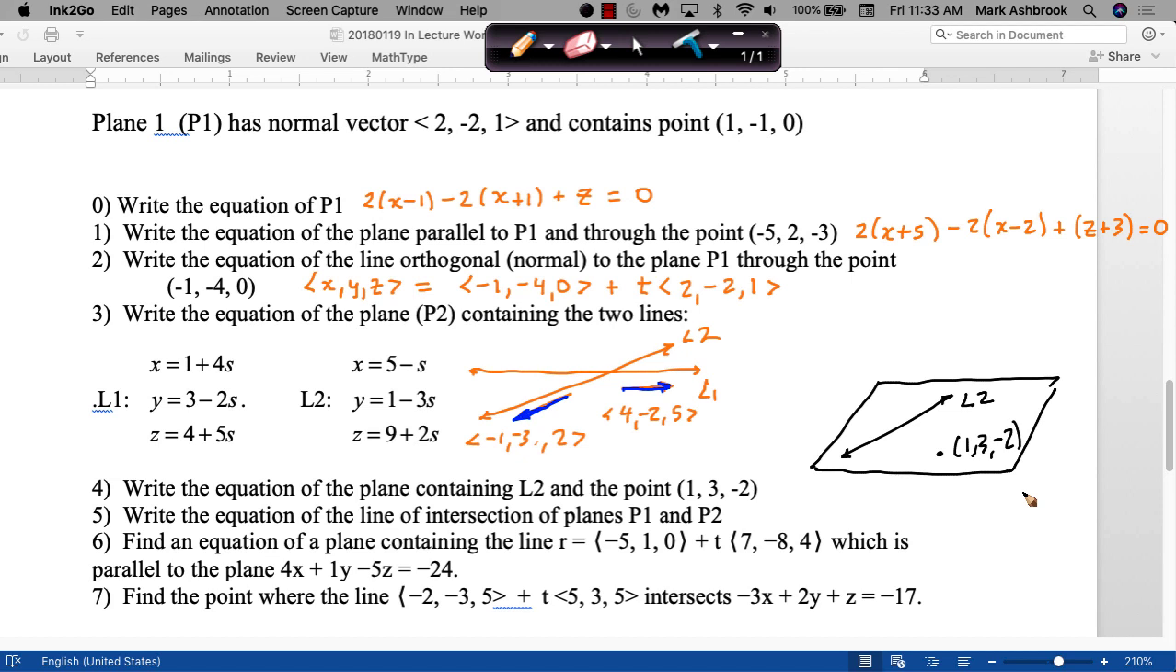Does that make sense? If you have two planes that are parallel and you've got the normal vector for one of them, that's also the normal vector for the other. So I just picked off the normal vector 2, -2, 1, and used the new point. And that's the equation of the plane.